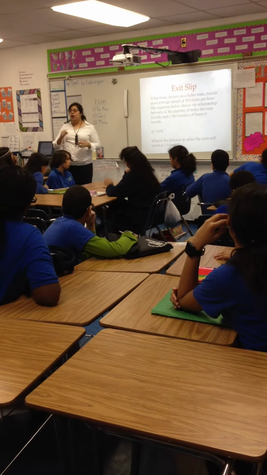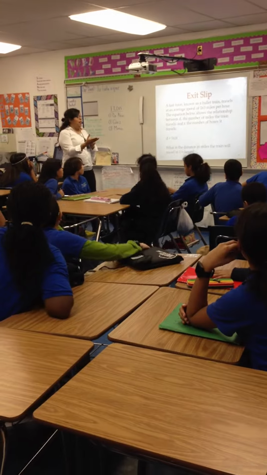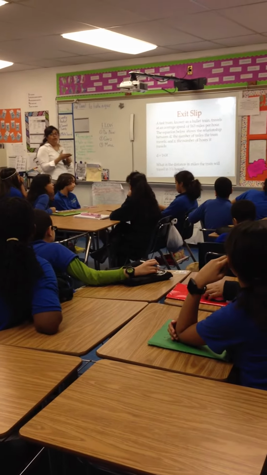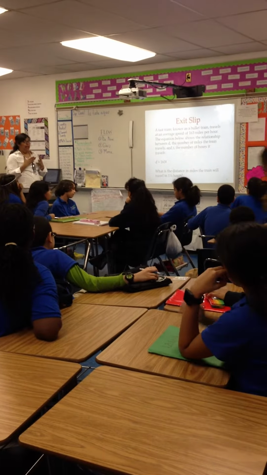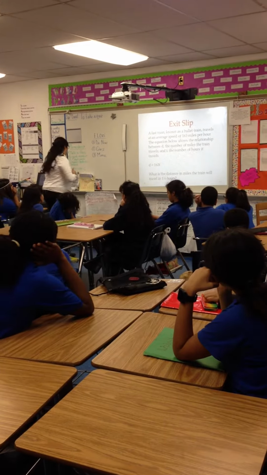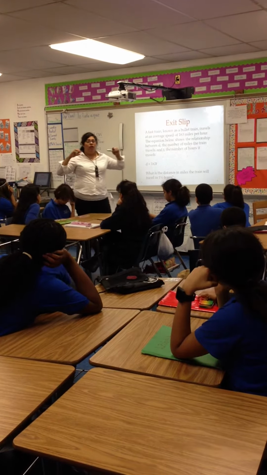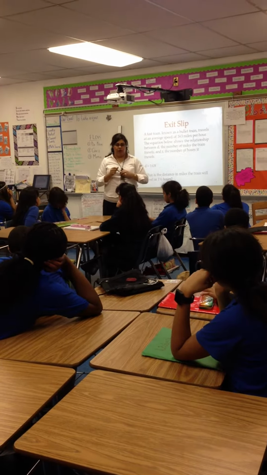Now, the equation below shows the relationship between D, the number of miles the train travels, and T, the number of what? Hours it travels. So, when I'm reading this, I need to identify, George, what does D stand for?